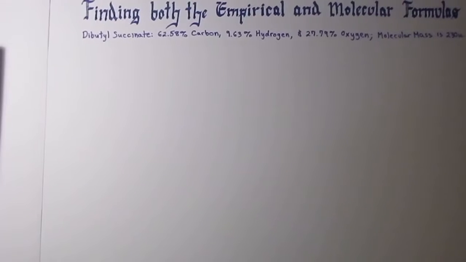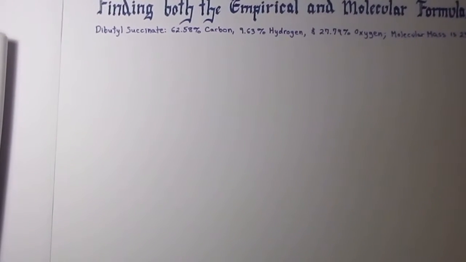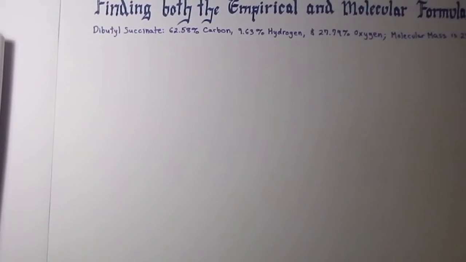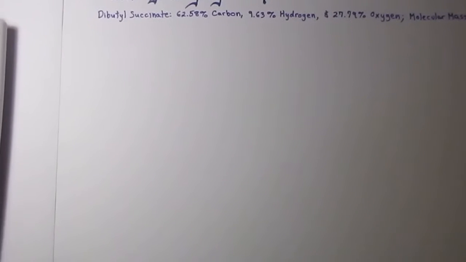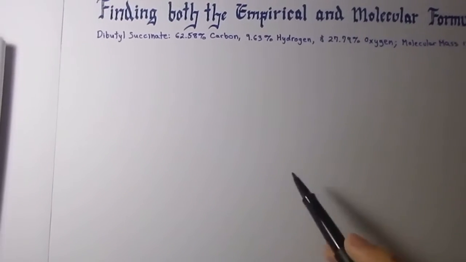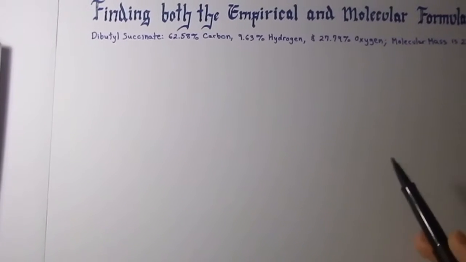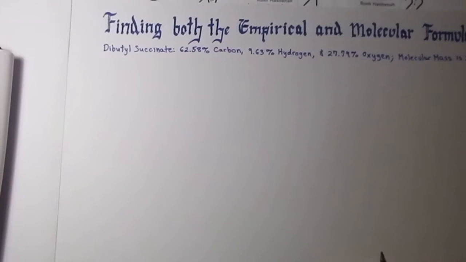The empirical formula is the simplest formula, whose subscripts can be written in the lowest terms possible. It's sort of like reducing a fraction: if you have 15 over 10, you could reduce that to 3 over 2, and that's the best I could explain that right now.